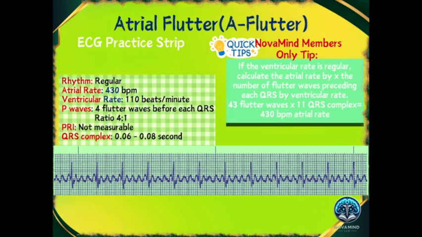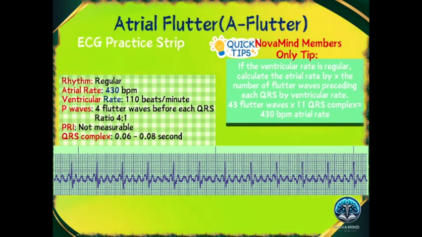Let's begin analyzing this practice strip. Step 1. Rhythm. The first observation we need to make is whether the rhythm is regular or irregular. In this case, the rhythm is regular. Both the atrial and ventricular rhythms are following a consistent pattern across the strip.